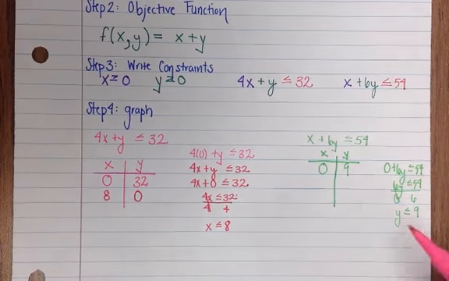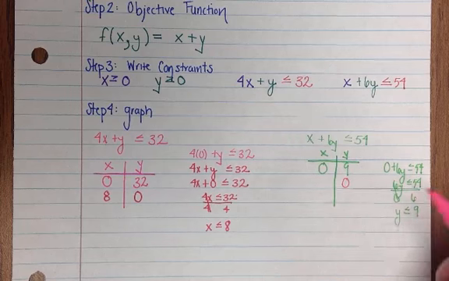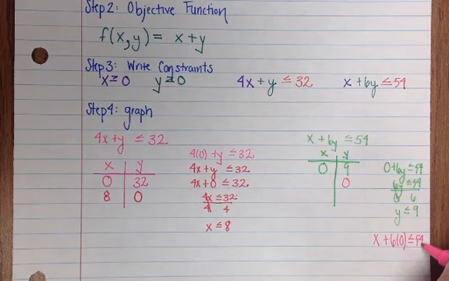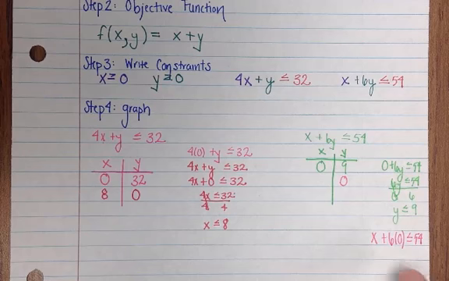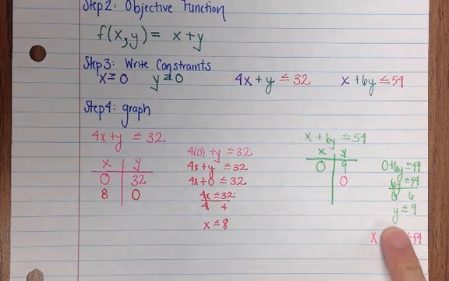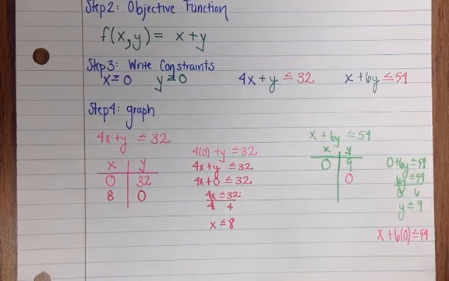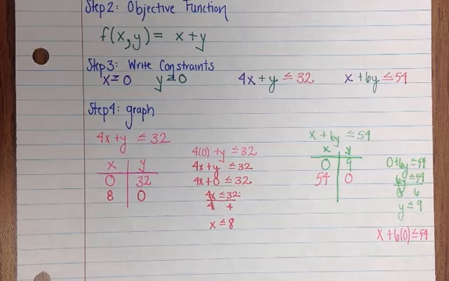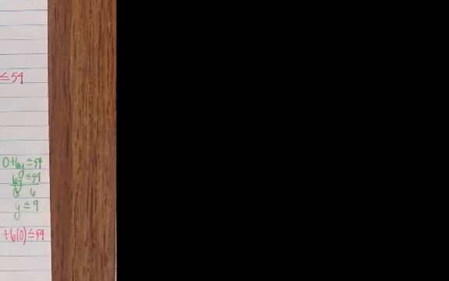Now I'm going to check, well, what happens when y is 0? So I'm going to plug a 0 in for y. So x plus 6 times 0 is less than or equal to 54. Anything times 0 is 0, so we kind of get to cover that up. And I see that x is less than or equal to 54. So when y is 0, x is equal to 54. So I'm going to be using these tables, these intercepts, in order to graph my function.